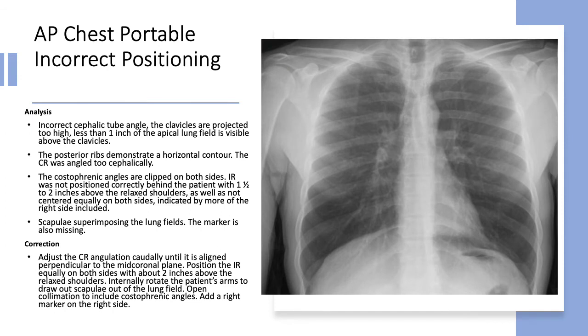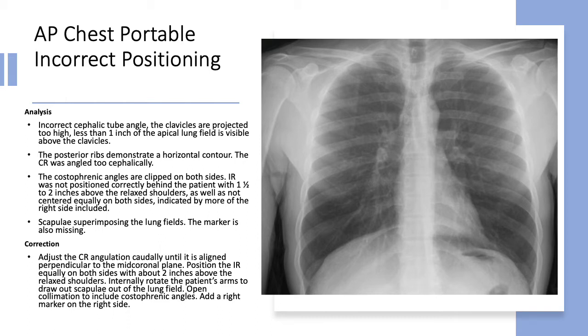In this image, right off the bat, we can see that it is missing a right marker on the right side of the patient, and it also has incorrect cephalic tube angle. This is indicated by the clavicles being projected too high. There is less than 1 inch of the apical lung field visible above the clavicles. The posterior ribs also demonstrate a horizontal contour, indicating that the central ray was angled too cephalically. The costophrenic angles are not included.